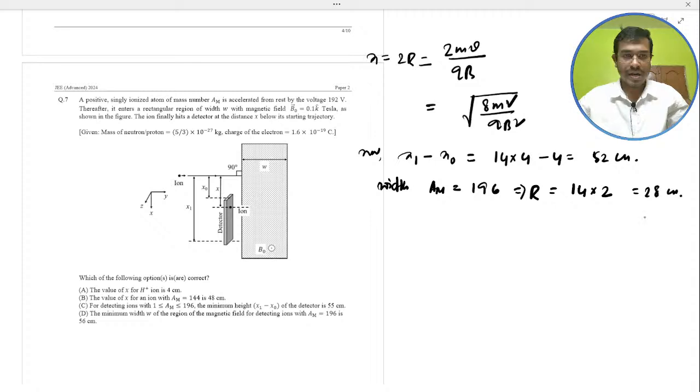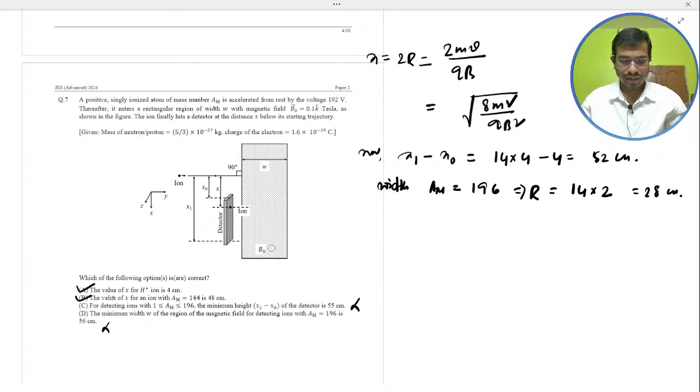Now match. The value of x for each plus ion is 4 cm. Option A is correct. The value of x for an ion with M 144 is 48 cm. This is correct also. For detecting ions with A1 less than or equal to M less than or equal to 196, this detector 55 cm is incorrect. Here also it is incorrect. Options A and B, two are correct.